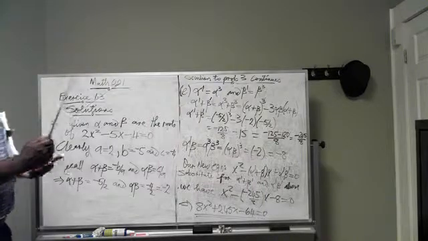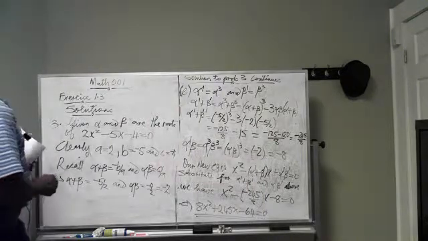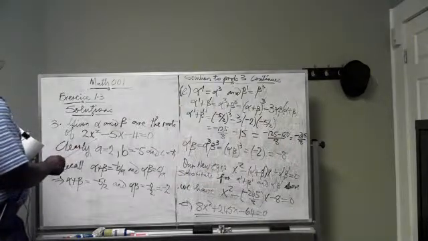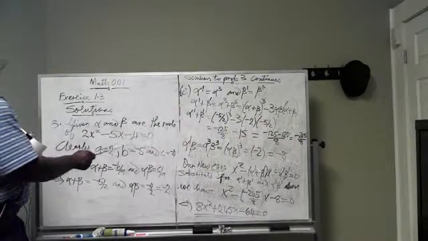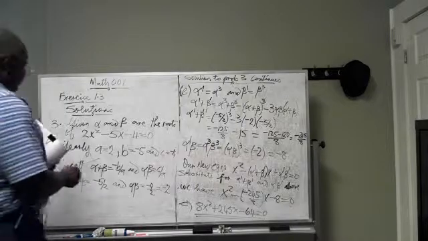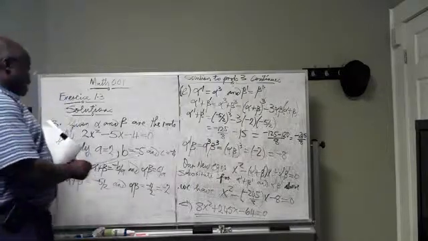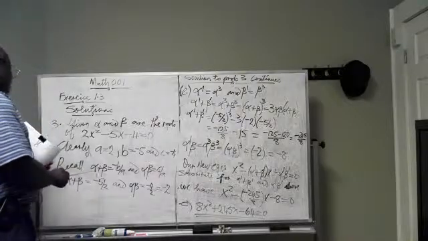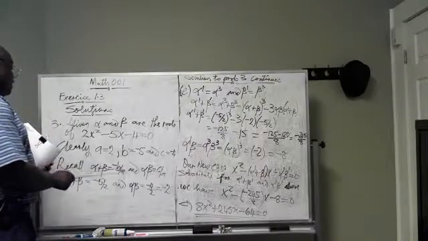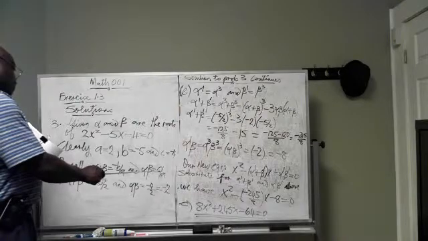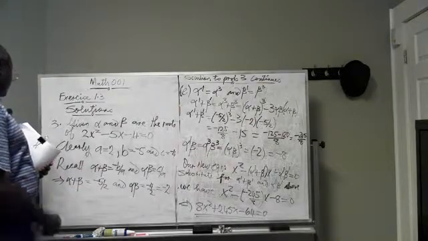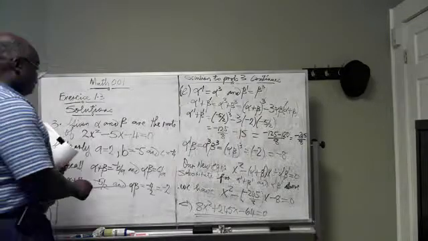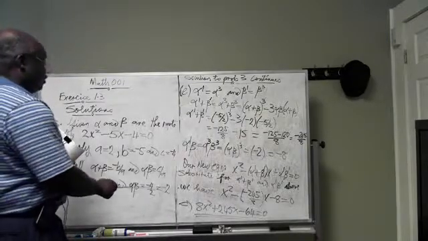Now let me explain this further. Given alpha and beta are the roots of 2x squared minus 5x minus 4 equals 0, clearly a equals 2, b equals minus 5, and c equals minus 4. Recall, alpha plus beta equals minus b over a, and alpha beta equals c over a. This implies alpha plus beta equals minus 5 over 2, and alpha beta equals minus 4 over 2, which is equal to minus 2.